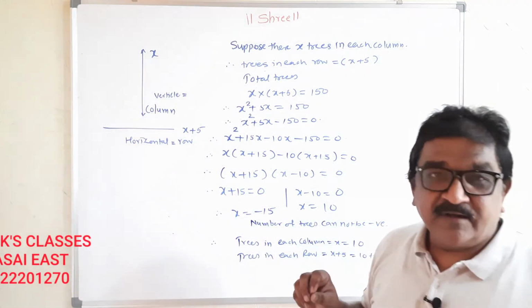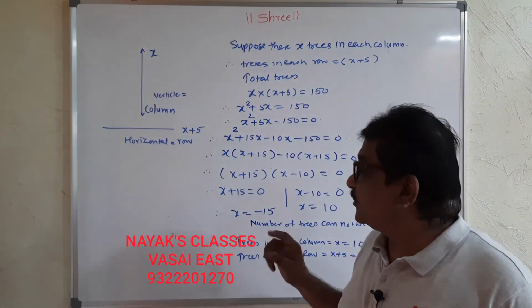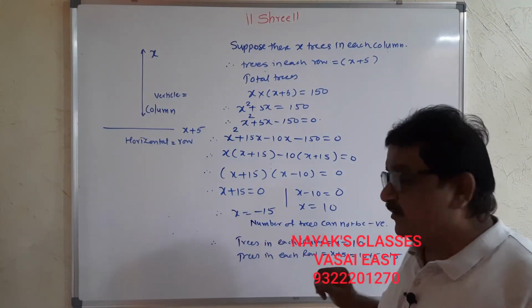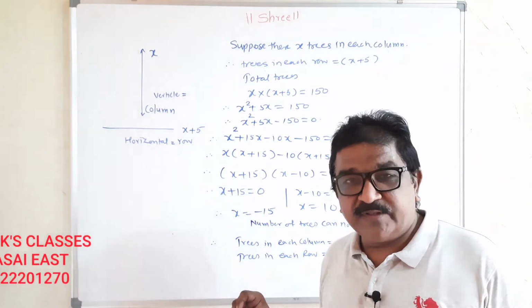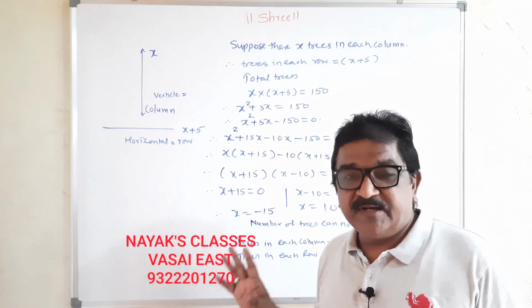In the vertical row they are 10, and in the horizontal row they have got 15 trees. Correct?